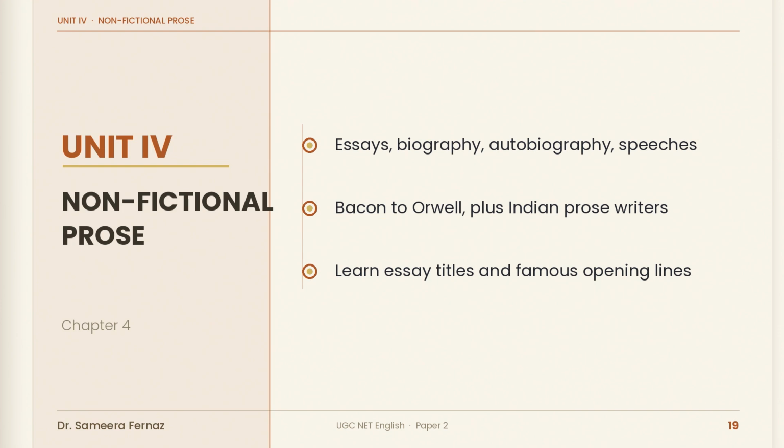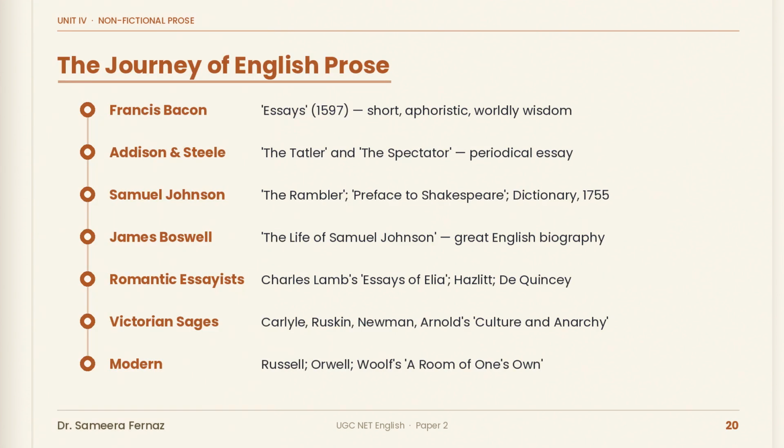Chapter 4, Non-Fictional Prose. This includes essays, biography, autobiography and speeches. We move from Bacon to Orwell and also cover Indian prose writers. Learn easy titles and famous opening lines carefully. See English prose as a clear journey. Francis Bacon published his essays in 1597, short, aphoristic and full of worldly wisdom.